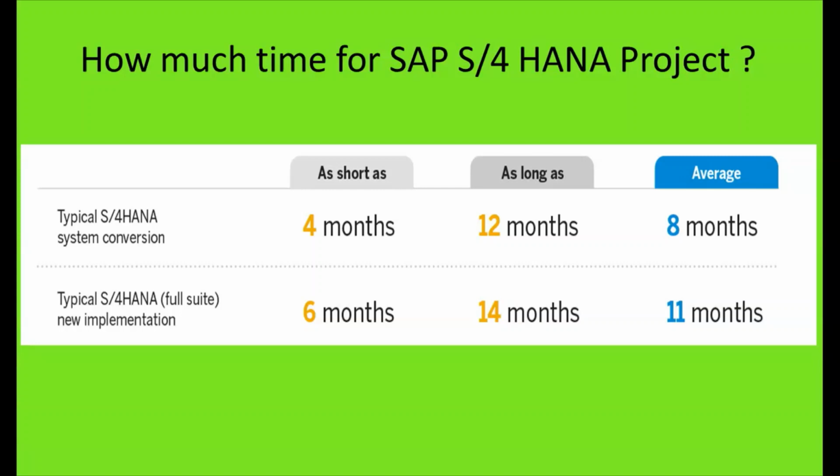on an average 8 months. And if it's a full implementation, a new implementation, there are even customers who prefer going for new implementation rather than converting from ECC 6.0 to the latest version. In fact, SAP S4 HANA new implementation is for all. Anybody who wants to come into SAP for the first time can also implement this, and it will take a minimum of 6 months and a maximum of 14 months, and the average is 11 months to complete the SAP S4 HANA project and deploy it to the client.